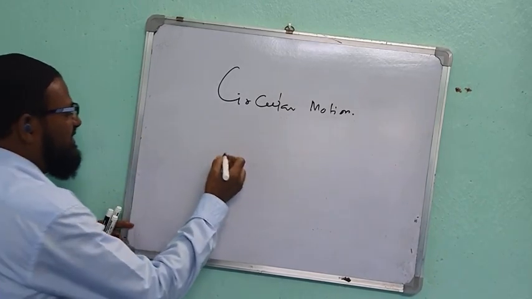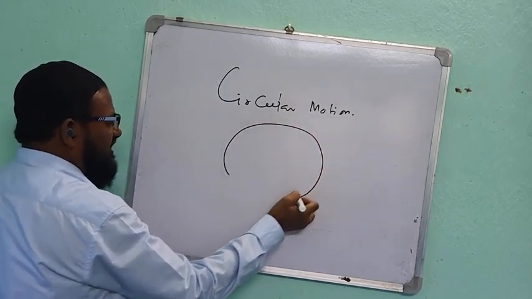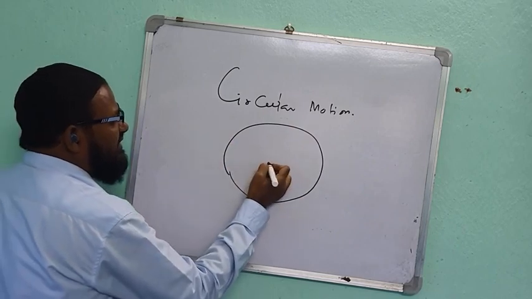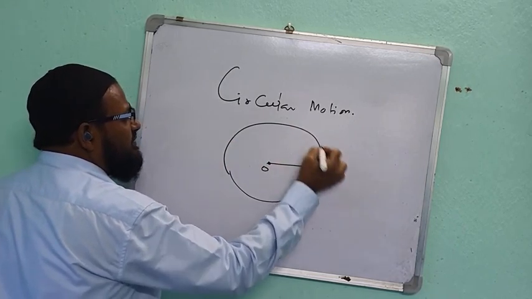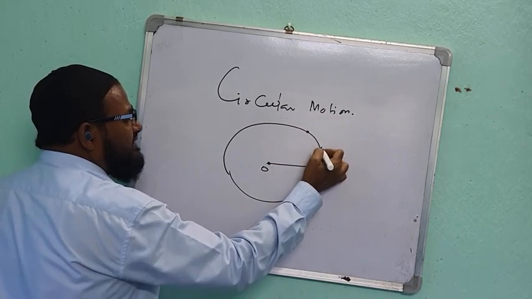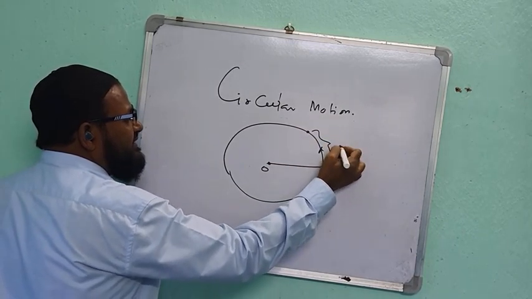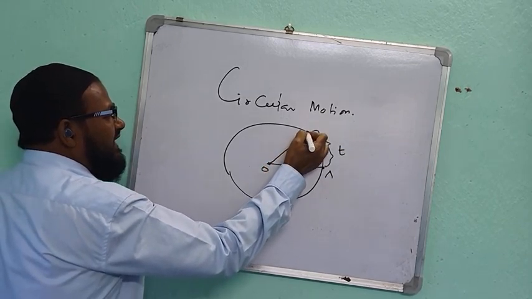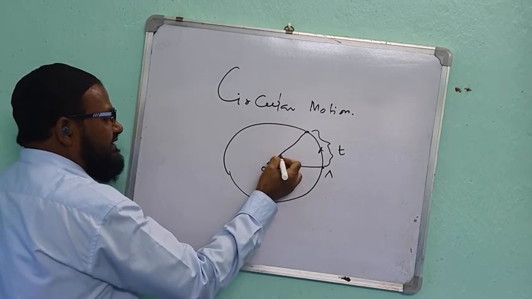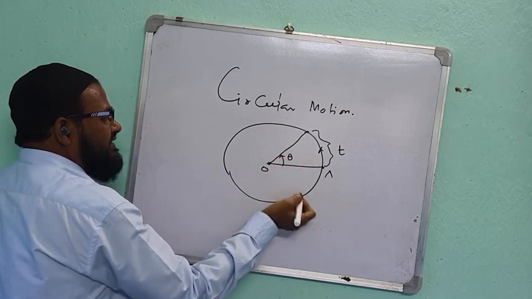Now, this is a circle. From here, this is the radius, this is the shape. A body is moving like this. It gets to here at time t, and this is another radius. This angle is theta.